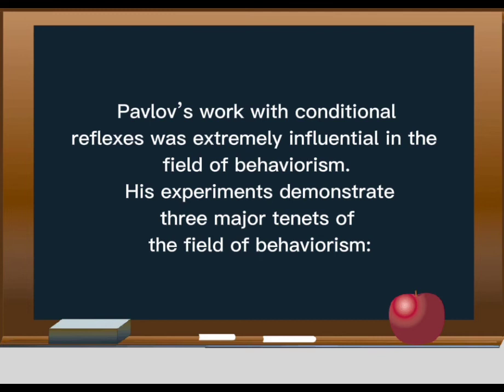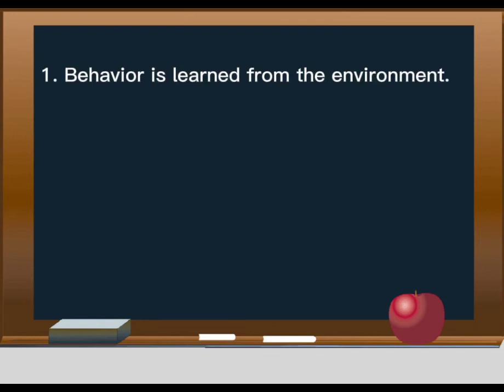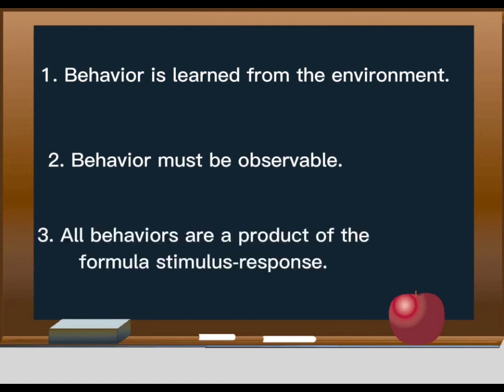The first tenet of behaviorism is that behavior is learned from the environment. The dogs learn to salivate at the sound of a tone after the environment presented the tone along with food multiple times. Second, behavior must be observable. Pavlov concluded that learning was taking place because he observed the dog salivating in response to the sound of a tone. Third, all behaviors are a product of the formula stimulus-response.